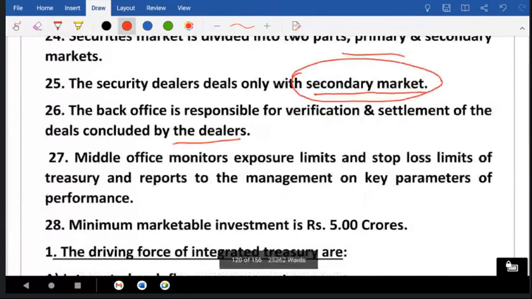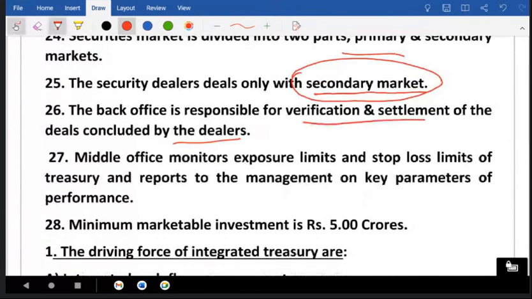And what is the middle office? The middle office has various roles, such as following the rules and regulations, the documentation part, and many more. The mid office is nothing but the link between the dealing room and the back office. The middle office monitors exposure limits and stop loss limits also, and reports to the management on key parameters of performance. So this is the role of the middle office.